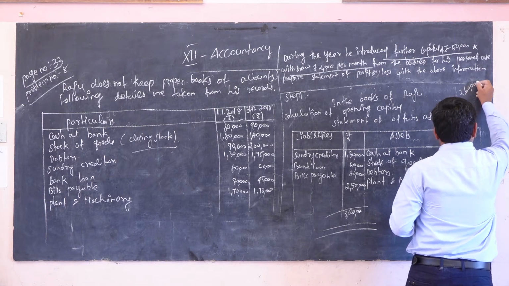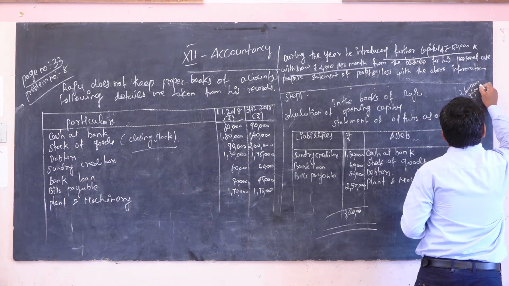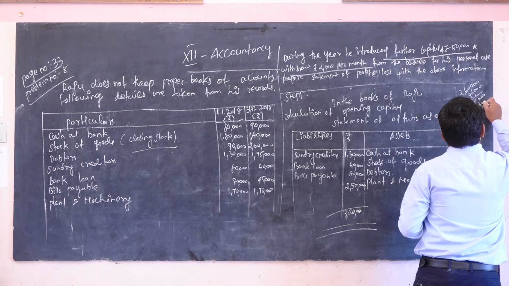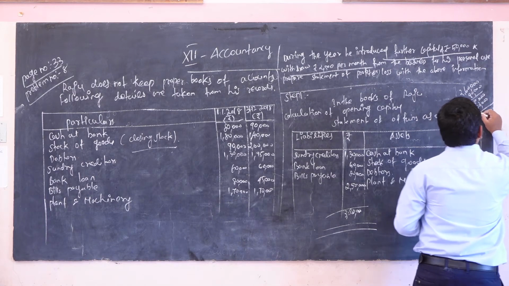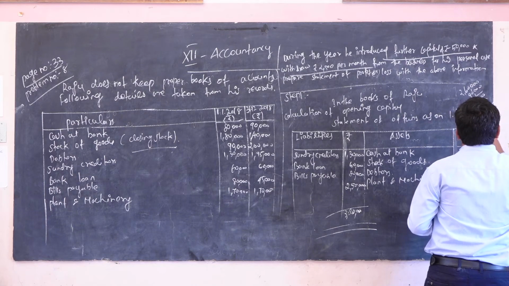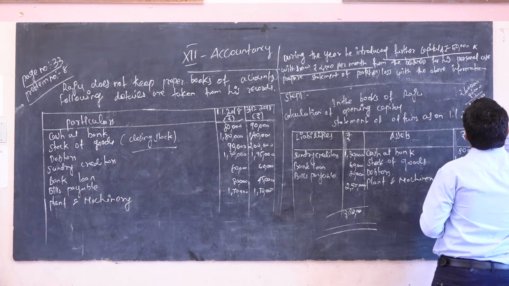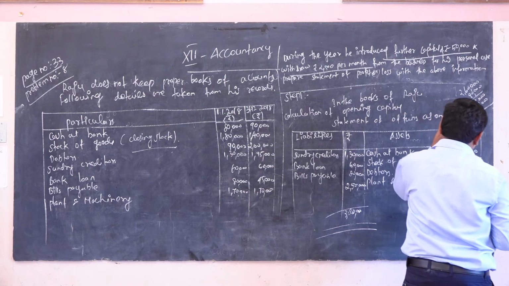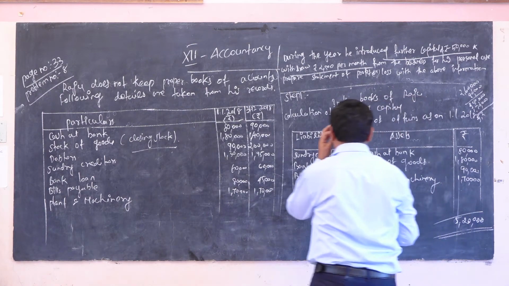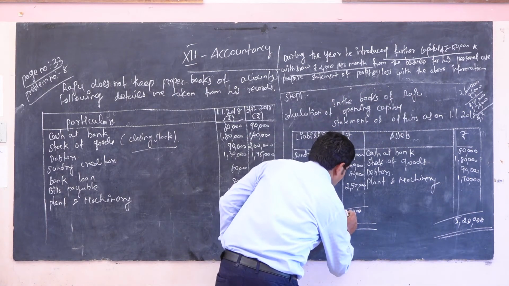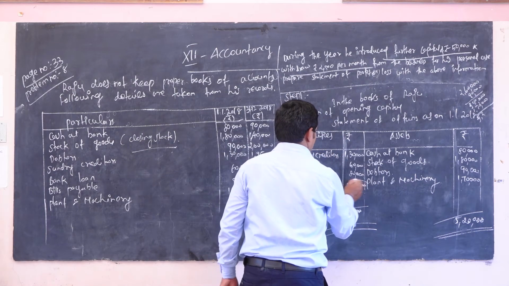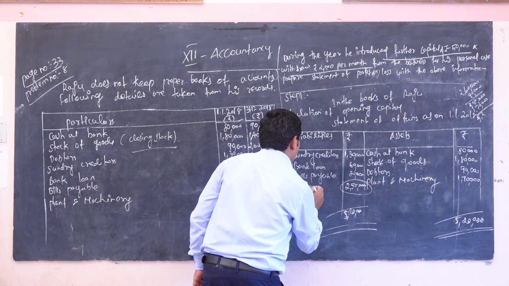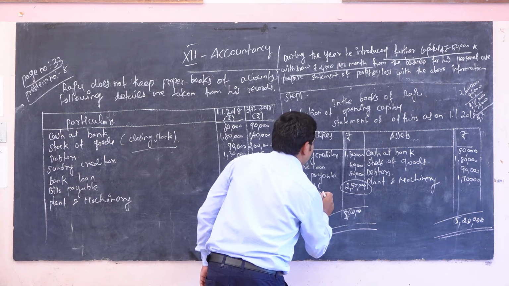Then 90,000, 3,50,000, 1,70,000, so 4,20,000, 5,20,000. So 5,20,000. So here 2,50,000 is the answer. Here 2,50,000 is the answer. This is all capital, the balancing figure.